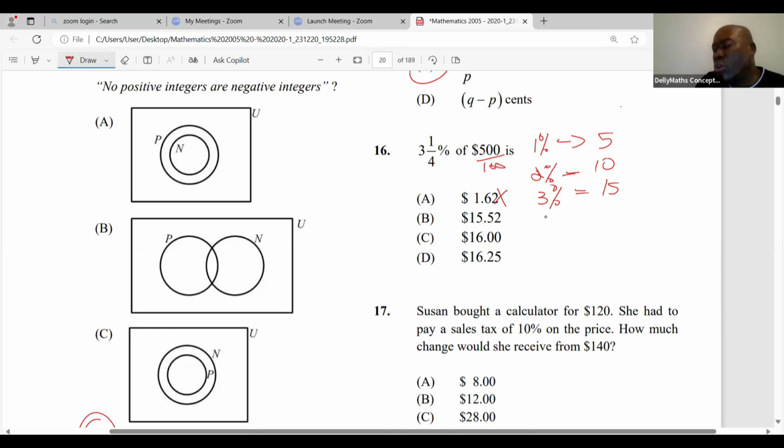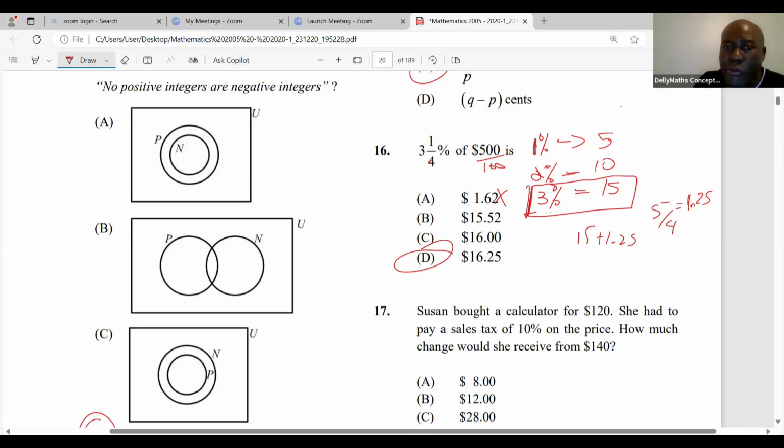So let us take a look now. That's 1%. We have 3% here, which is 15. Now we need a 1/4%. A quarter means to divide by 4. If I divide the 5 into 4 equal pieces, I get 1.25. So if I add that to the 15, I'm getting 16.25. That's just one of the approaches.